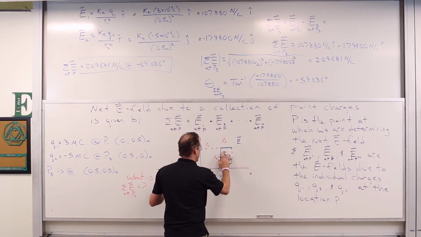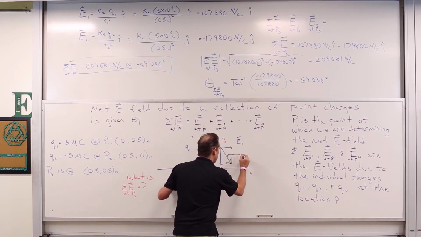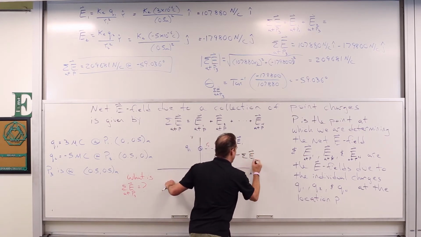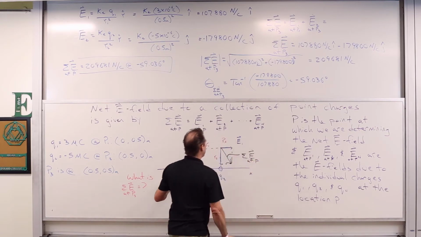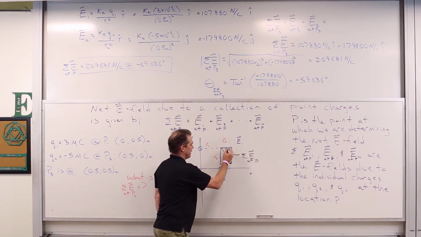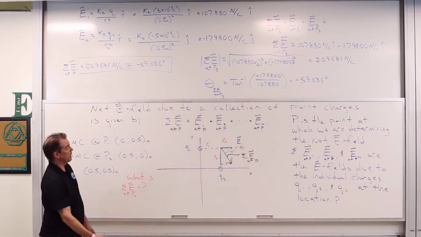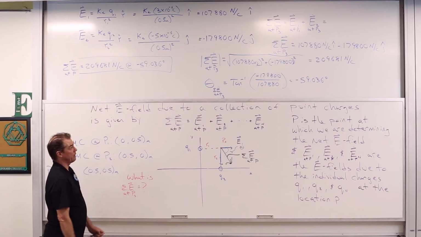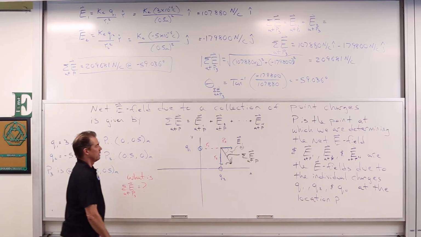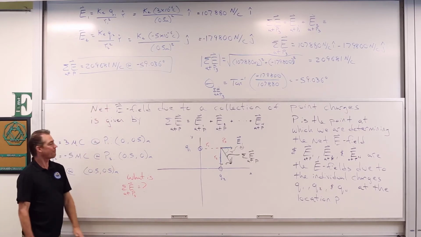What do we get out of this? We'll erase that part. We've got a vector that looks like this, the sum of E hat at the point P. Does that look like negative 59 degrees? Yeah, there's theta right there. Theta matches up pretty good, pointing in the fourth quadrant, negative 59.036 degrees, sure. Got a magnitude, got a direction, it all makes sense. Fantastic.